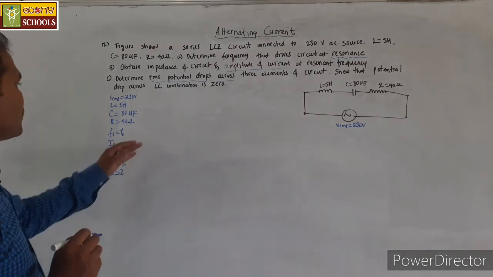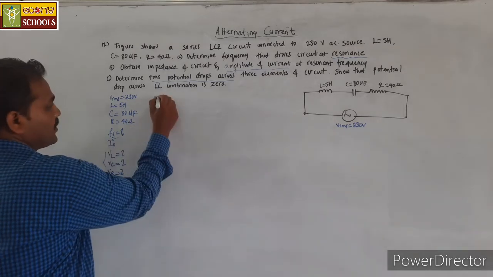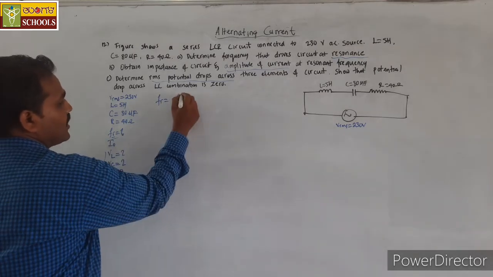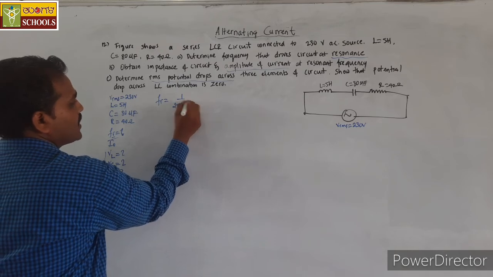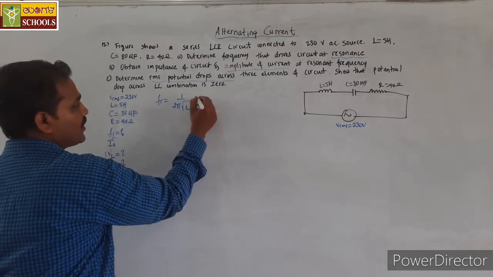Okay, we shall solve it step by step. So first we have to find out the resonant frequency. FR is given by 1 divided by 2 pi square root of L into C. Okay, let me substitute the values here.